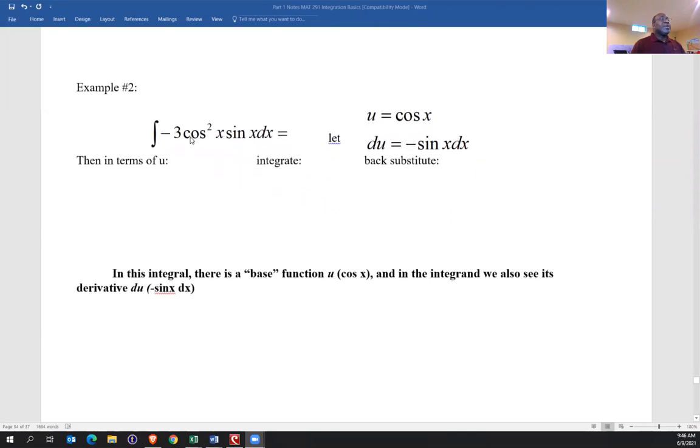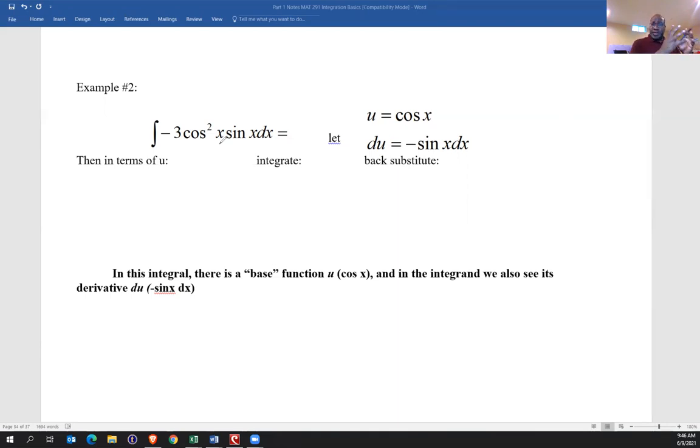So here we have the integral of negative 3 cosine squared of x times sine of x dx. All right, so here, u, we're going to let be the cosine of x. We'll stop for a second. Let's look at the integral itself. So now, first of all, remember, what do we look for? We look for a composite function and the derivative of the inner function of that to be part of the integrand. Do we see that here? Actually, we do. We have negative 3 cosine squared of x times sine of x.